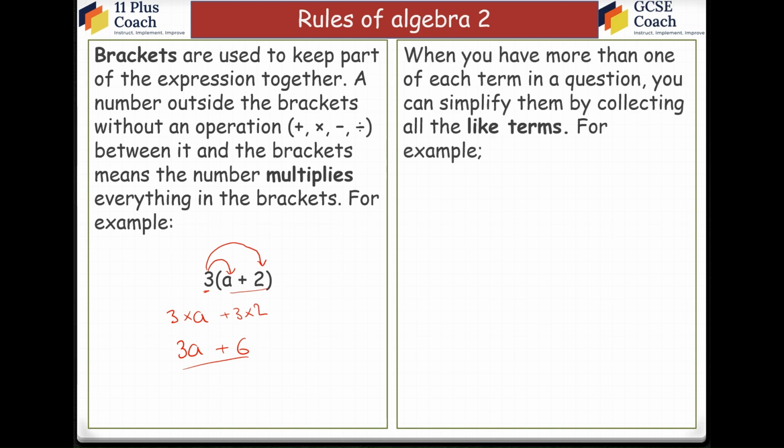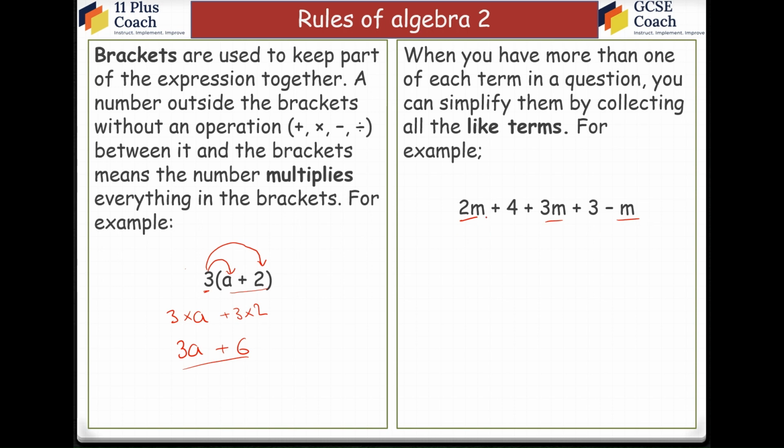Okay. When you have more than one of each term in a question, you can simplify them by collecting all the like terms. Now, when I say like terms, I mean all the terms which have the same letters next to them. So in this particular example, you've got 2m plus 4 plus 3m plus 3 take away m. Now, all the m's are like terms because they all have letters in them. So these are all like terms. And the numbers on their own are also like terms because they're just simple numbers. So what you do is you start collecting all the like terms.